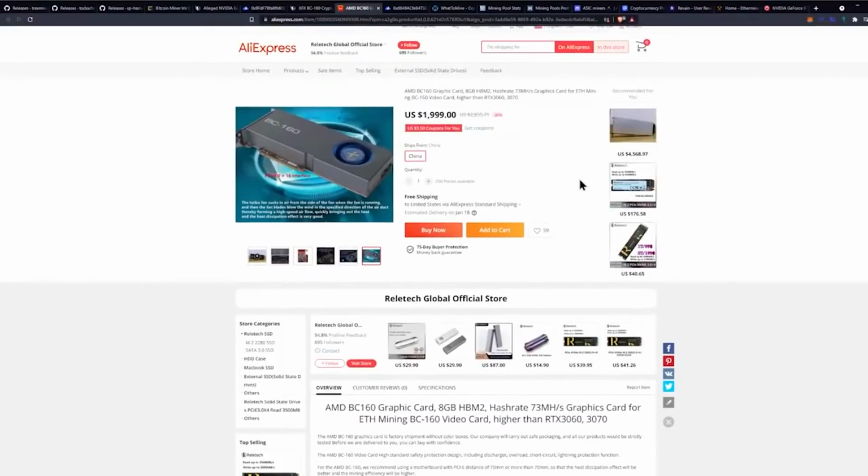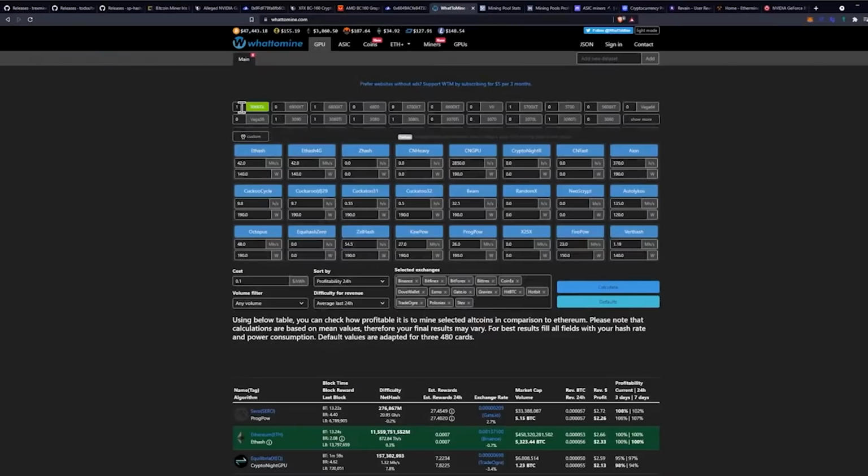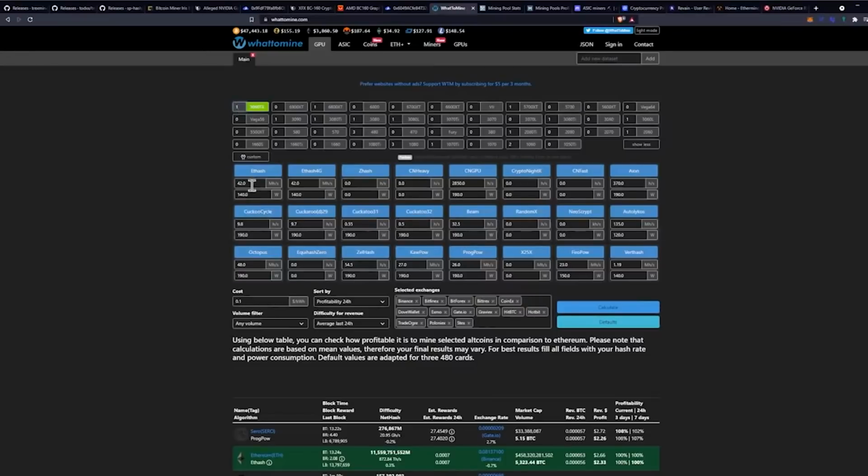You can purchase it. I think there's 200 pieces available on this listing for $2,000. And there were a couple other listings that you could purchase as well. So is it a good deal? We could calculate that out, right? I guess. So we could go to What To Mine. We could plug in 72 megahash a second, 125 watts, and calculate that out.